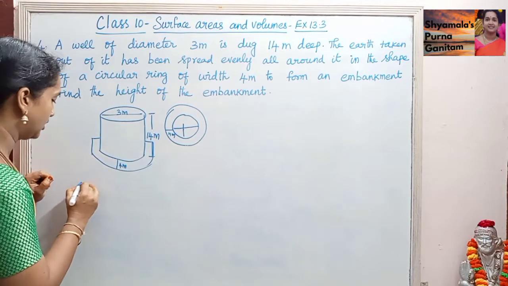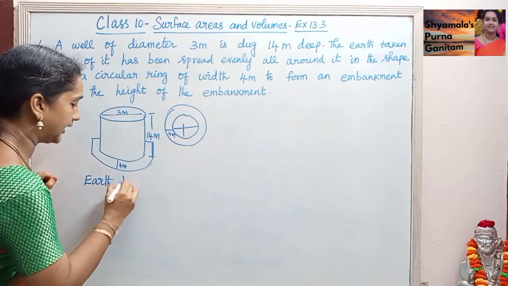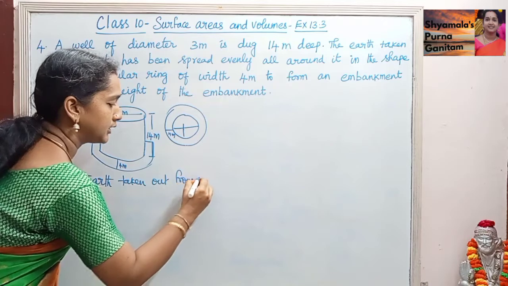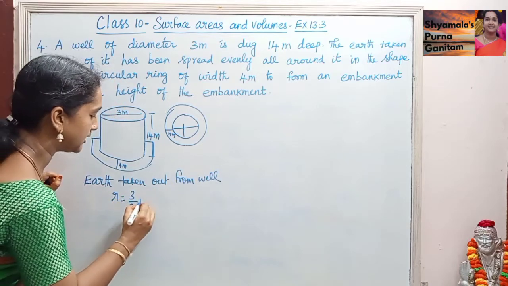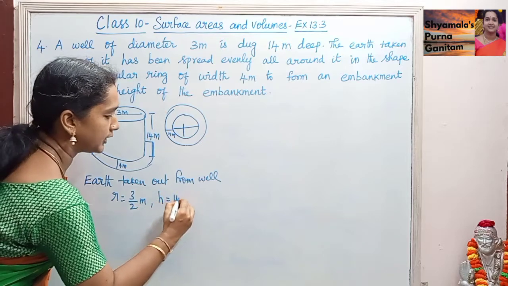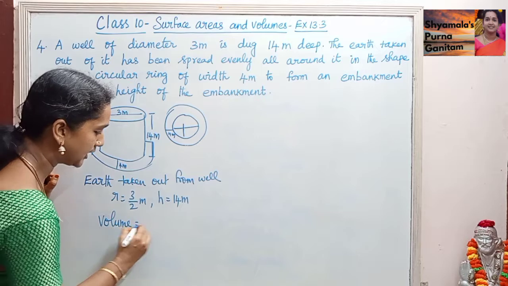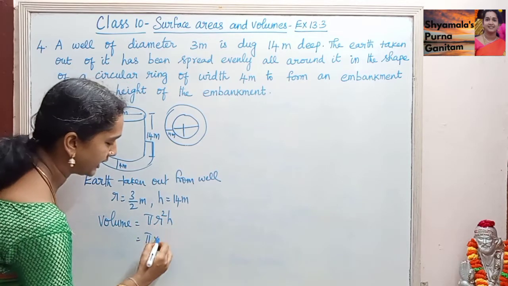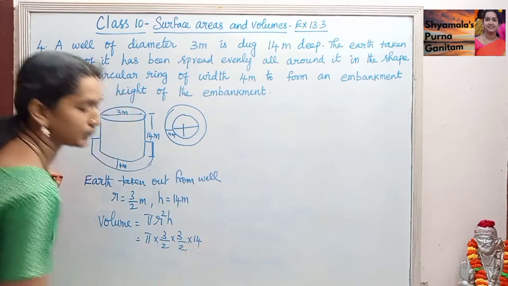First, the earth taken out from the well. The earth taken out from the well has radius 3 by 2 meter and height 14 meter. So volume is equal to pi r squared h, which is pi into 3 by 2 into 3 by 2 and height is given as 14.